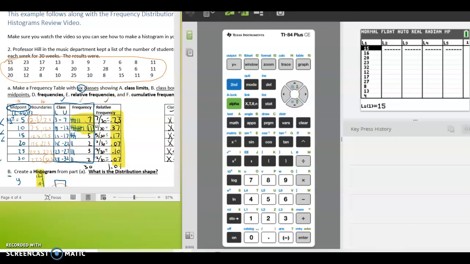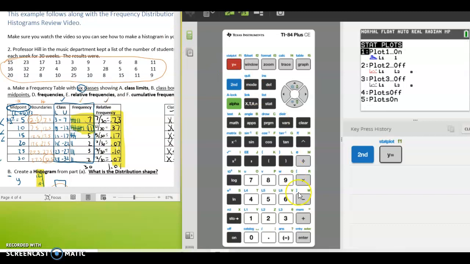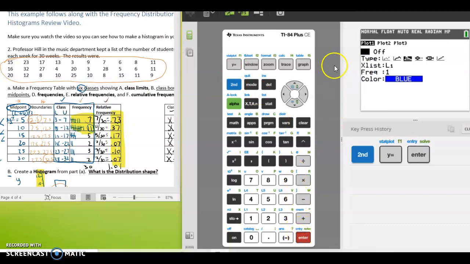Once you have it in, go through and check to make sure the numbers are correct and that there are 30 data items. Now, once your data is in, you're going to press second Y equals to get to stat plot. Select the first stat plot. Make sure on is highlighted. Press enter on to make sure that you have your stat plot on. Scroll down to type and then to the right until you get to histogram and press enter.